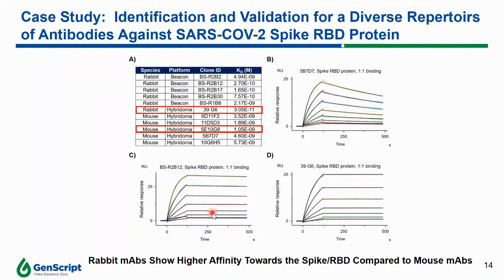So the evaluation of the top rabbit monoclonal antibodies using the Biacore SPR platform revealed that the rabbit monoclonal antibodies discovered by the Beacon technology possess a high affinity compared to the mouse monoclonal antibodies made using hybridoma technology. Most of the rabbit monoclonal antibodies display a 10 to 100 fold higher affinity compared to the top clones of the mouse monoclonal antibodies, as highlighted in the red boxes.